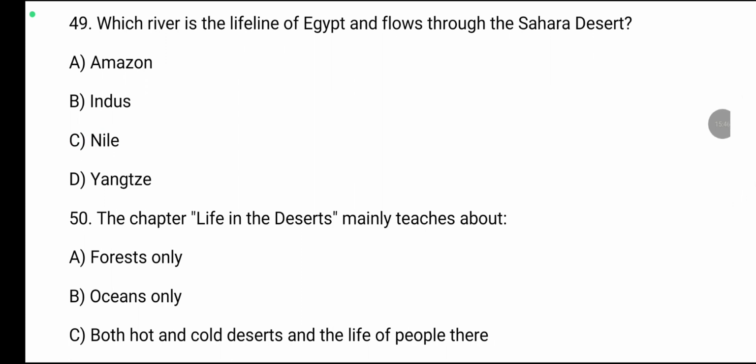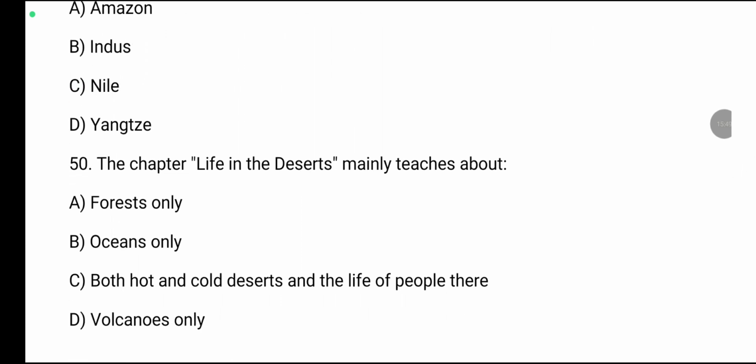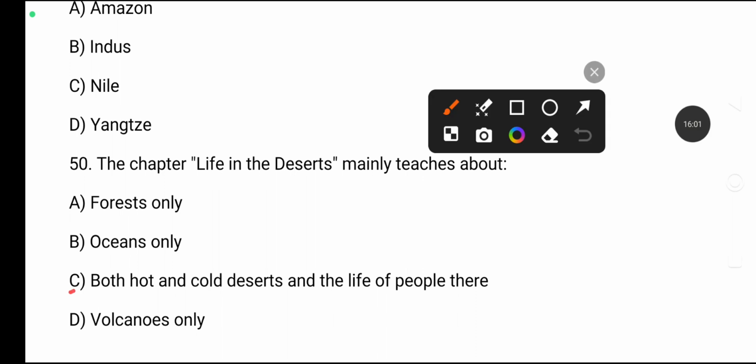Now moving on to question number 50. The chapter Life in the Desert mainly teaches about forest only, ocean only, both hot and cold desert and the life of the people there, and volcanoes only. Answer will be C, both hot and cold desert and the life of the people.